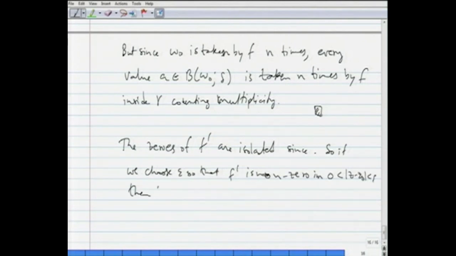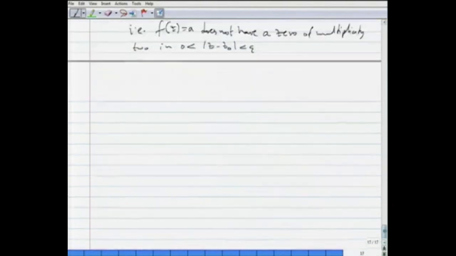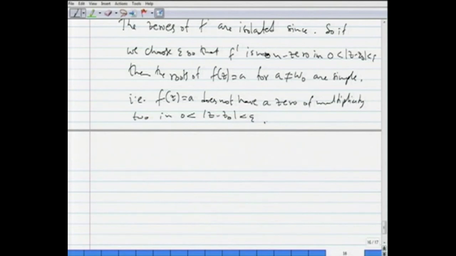Then the roots of f of z equals a, for a not equal to w naught, are simple, that is, f of z equals a does not have a zero of multiplicity 2 in 0 strictly less than mod z minus z naught strictly less than epsilon. That follows from Taylor's theorem using local power series expansion, if you like.